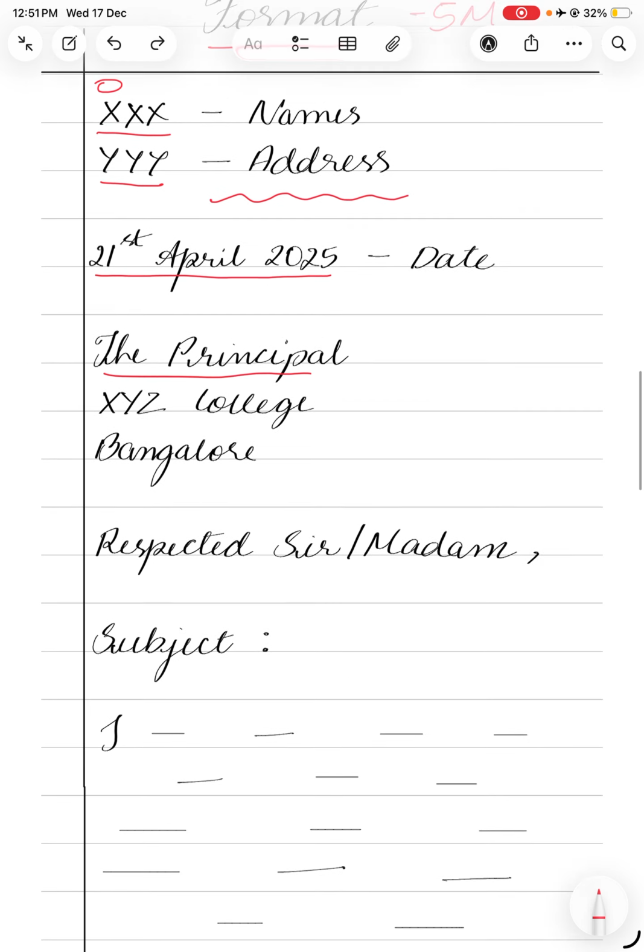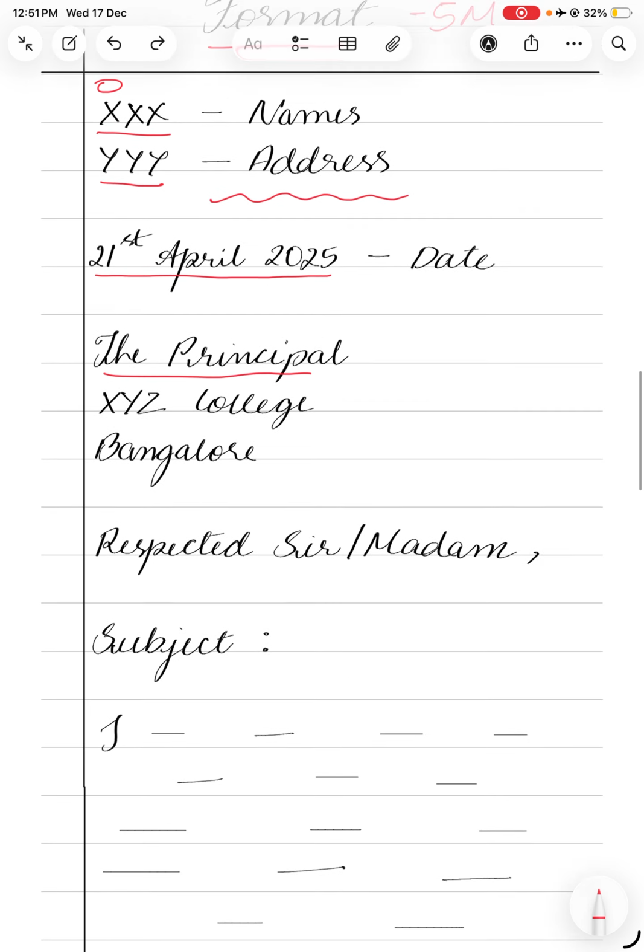Alright, and after the article "the", you are writing principal, make sure that the P is capital, whomever it is. If you are writing to the manager, make sure M is capital, or if you are writing to the class teacher, make sure the C is capital. So whatever you write after the article "the", make sure the first letter of the next word is in caps. So after writing this much, we will move on to the address.